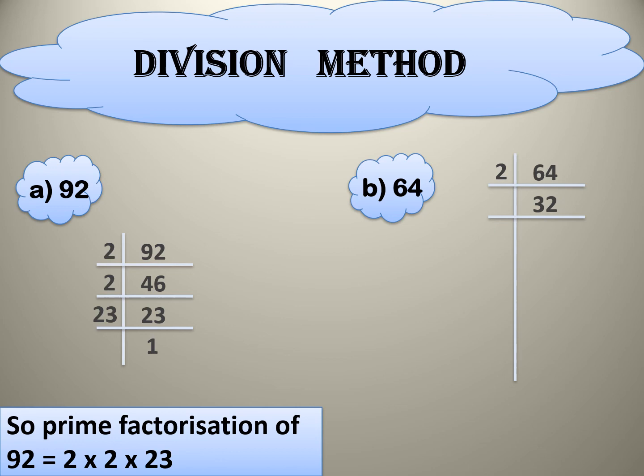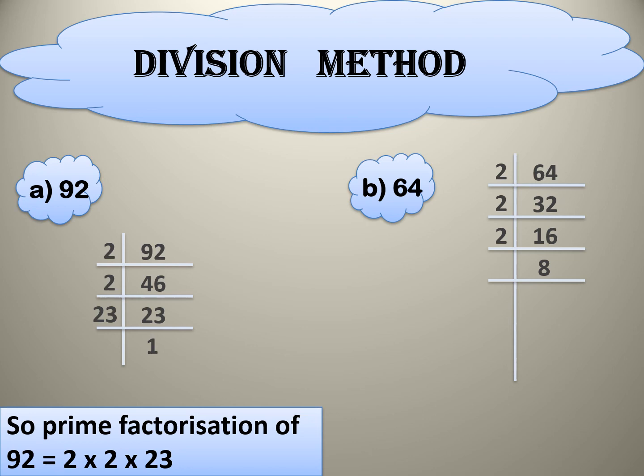Now we have to divide 32 with the smallest prime number. As the number 32 is an even number, so it is divisible by 2. So we write 2 to the left of the 32. On dividing 32 by 2, we get 16, which we write below 32. Now we have to divide 16 by the smallest prime number. As it is an even number, so it is divisible by 2. So we write 2 to the left of the 16 and dividing it by 2, we get 8, which we write below the 16.